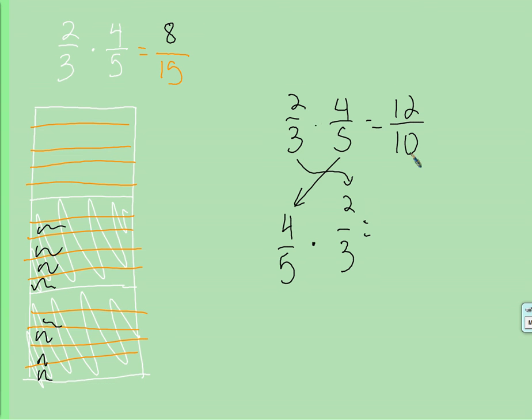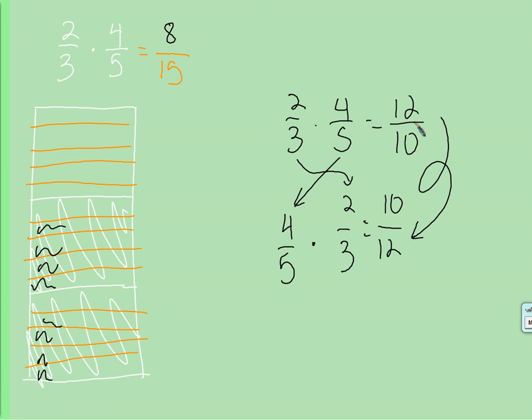2 times 5 is 10, so I should be able to go 4 times 3 is 12. And then 5 times 2 is 10, and now look what we have. What are these two called? Reciprocals. Now, a reciprocal is not equal to the fraction that's a reciprocal. Reciprocals are not equal to each other, right? That's not the same answer. It's not the same product.